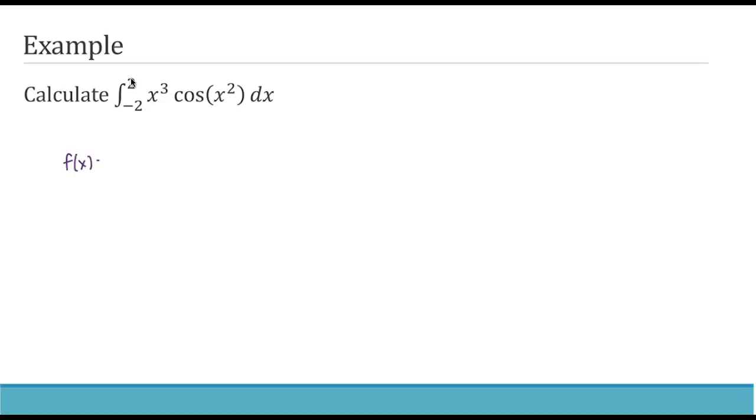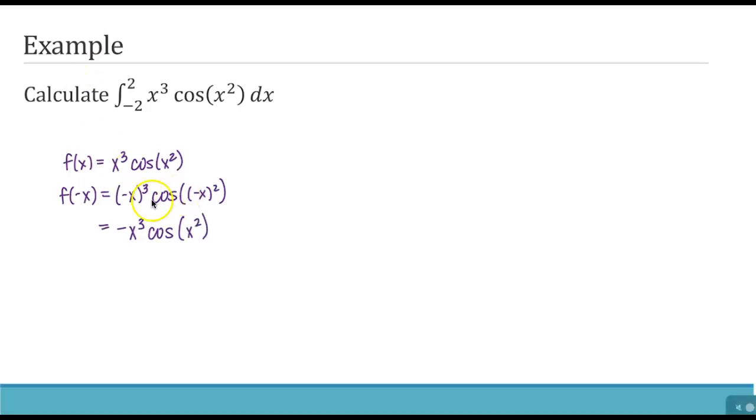So let's consider f of x is equal to x cubed cosine of x squared. Let's check whether it's an even or an odd function by replacing each x with a negative x. So we're going to have negative x cubed cosine of negative x squared. Well, a negative cubed stays negative, so this is going to be negative x cubed in the front. And then we have cosine of, well, a negative squared is a positive, so inside here we're just going to get x squared.